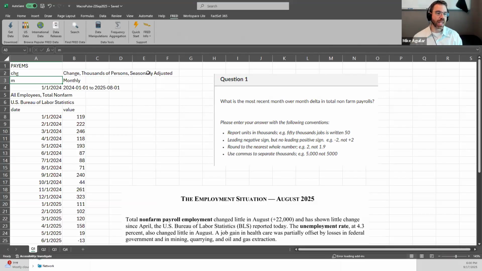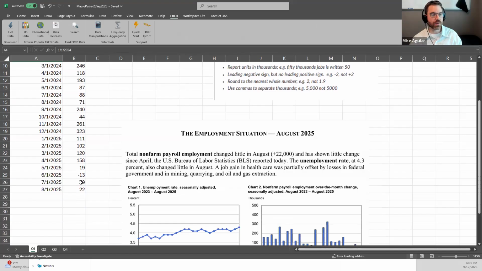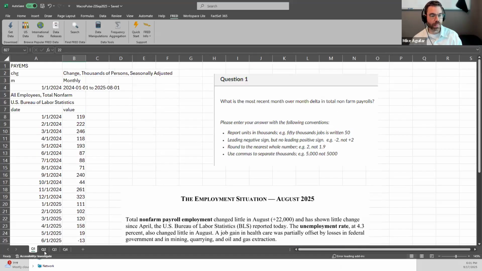It's out monthly. I didn't want all the data, right? Because I just wanted the most recent one. So I grabbed a couple of years. I put 1/1/2024, and when you get data, boom, boom, last period is 22K. That's as of September 17th of this writing. All right, so that's question one.